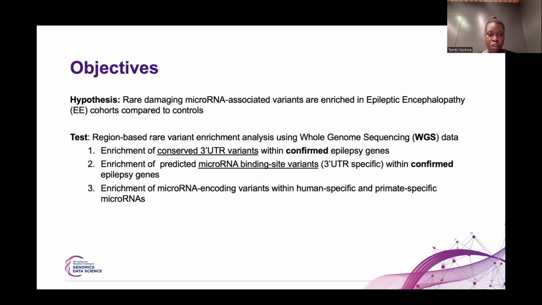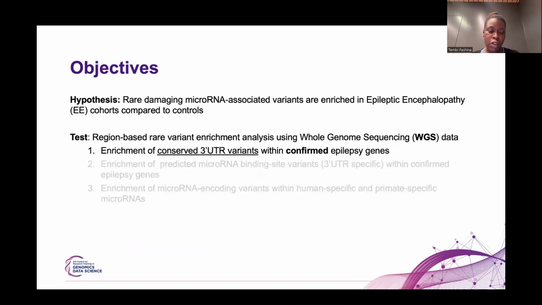The hypothesis here is that rare damaging microRNA-associated variants are enriched in the EE cohorts compared to the controls. I'm going to assess this using region-based rare variant enrichment analysis through the whole genome sequencing data that I've accessed in GEL. But for this talk, I'll just be focusing on the enrichment of conserved 3' UTR variants within confirmed epilepsy genes, and we'll discuss this in more detail as we go on.